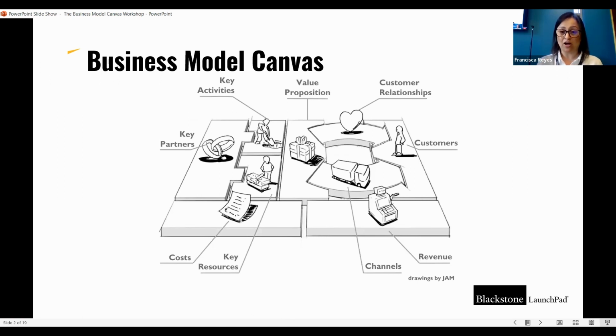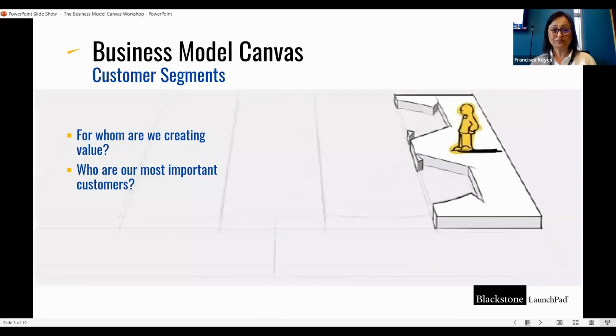It has 9 blocks. And as I told you, we're gonna go over all those 9 blocks one by one. And we're gonna talk a little bit about the tips and questions that come to life every time that we go over these 9 blocks. Then at the end, we're gonna go over the pros and the cons of using the business model canvas. And then we're gonna do an exercise. So we're gonna check and test your knowledge to see if you understand this method. So let's start with customer segments.